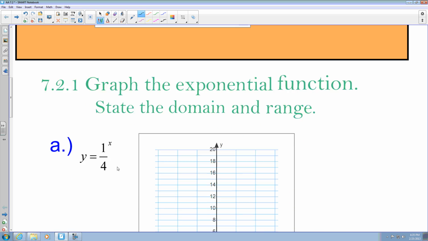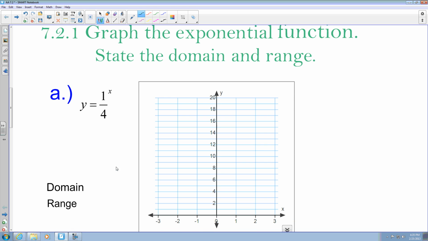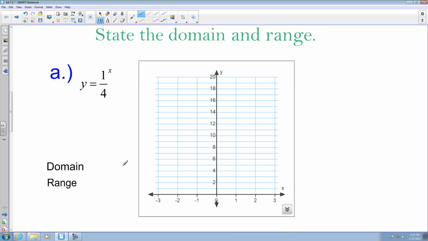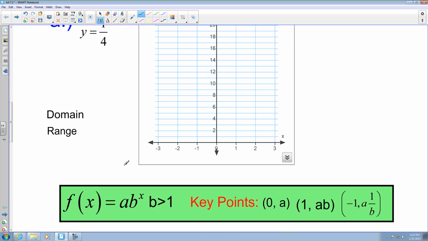So when we graph these exponential functions, we're still going to use the same main points that we had in section 7.1. We're still going to try to find 0 comma a, 1 comma a times b, and negative 1 comma a times 1 over b.